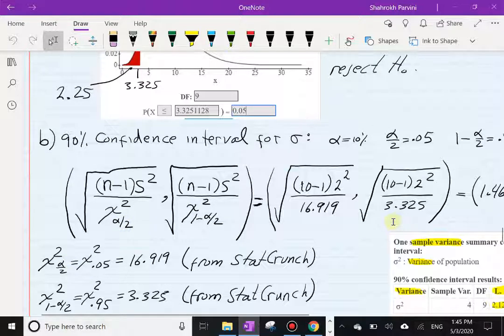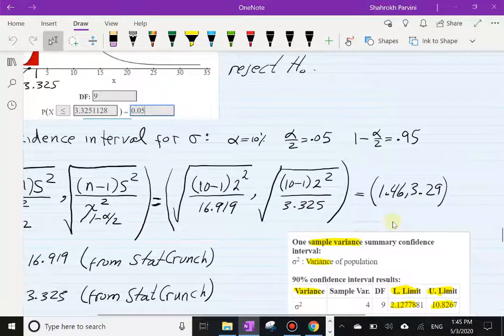And you plug it in and using a calculator, this is what I got. I got 1.46 to 3.29. So we're 90% confident that the population deviation lies somewhere between about 1.5 to a little over 3.3, call it.